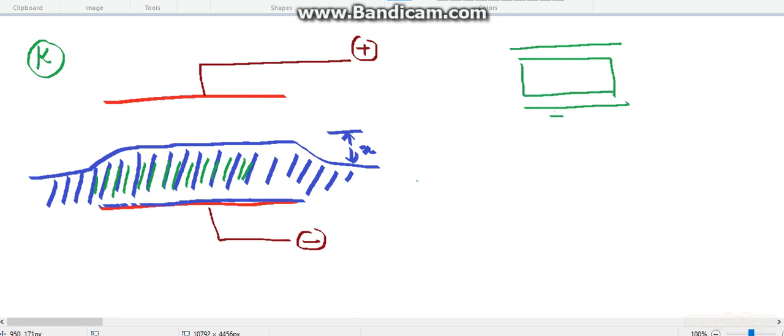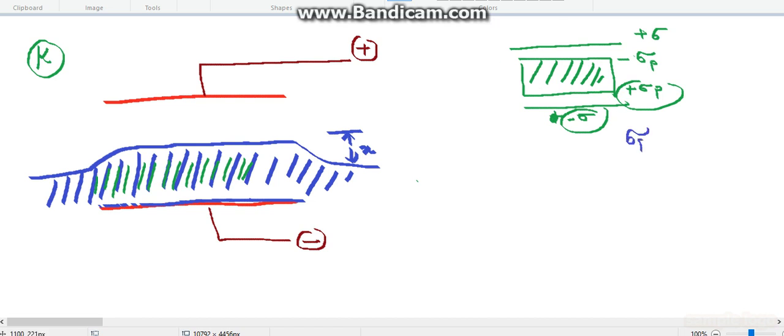if there is a charge density minus sigma here and plus sigma here, then the dielectric gets minus sigma p, that is polarization charge, and plus sigma p, just the opposite. If it is plus, it is minus. The value of sigma p is equal to sigma times 1 minus 1 upon k, where k is the dielectric constant. So this we should remember.